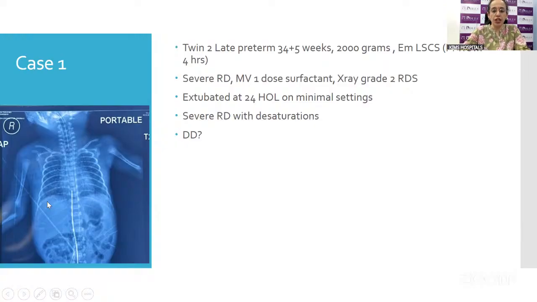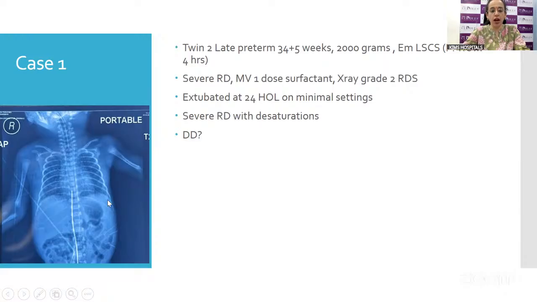grade 2 RDS changes. So when you are grading the RDS on X-rays, normally we will grade it like grade 1, where there will be low volume lungs and minimal reticulogranular pattern, and grade 2 will be like the moderate reticulogranularity, but we can see the cardiac border clearly, like here in this X-ray, and also a bell-shaped thorax will be there.